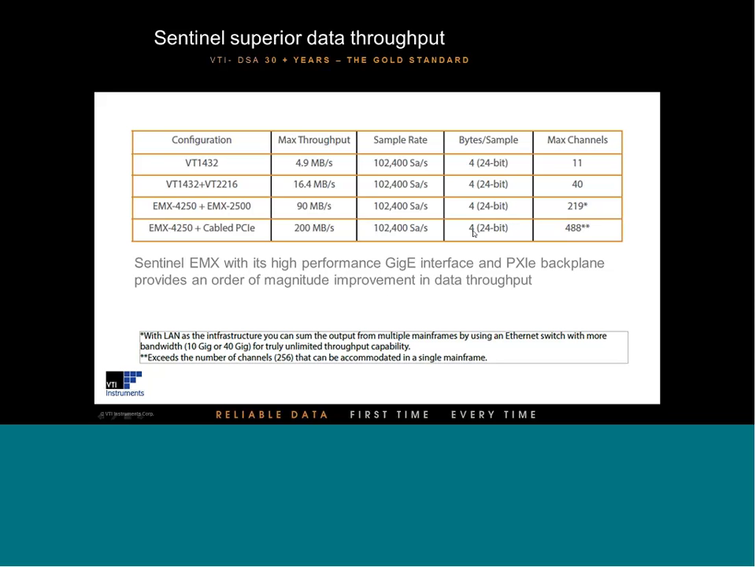And again, I want to emphasize the power of the Ethernet. Each chassis has its own, if you will, data pipe back to the computer. So using a high-powered switch, I can take multiple chassis, each bringing data in at 90 megabytes per second, and get to very high channel counts at very high throughput numbers. And all this is possible with the new hardware.